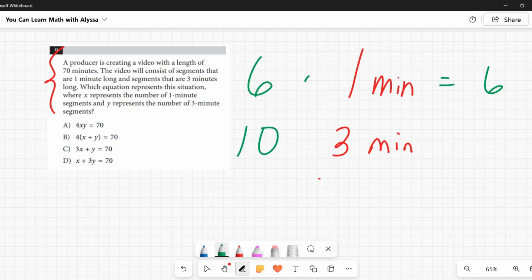And then the total number for the 3 minute segments would be 10 times 3, because there's 10 segments that are each 3 minutes long. How long in total? 10 times 3. And that would be 30 minutes. And then what would we do to figure out the total length of the film? We would add those together. 6 plus 30 would give us 36 minutes total.